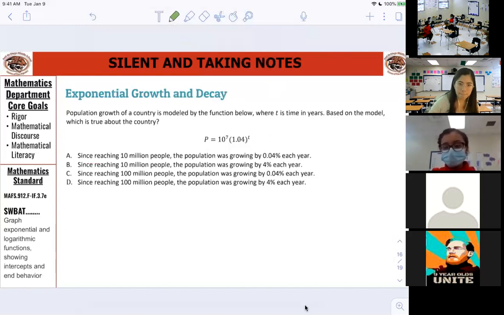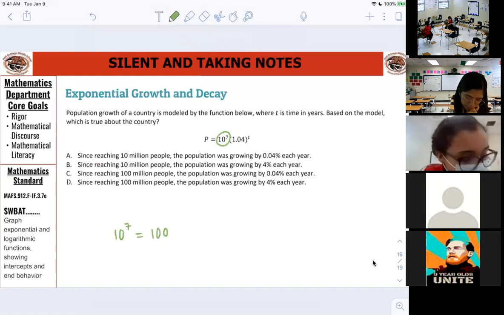You can automatically eliminate C and D because the A is going to be your starter, and the starter wasn't 100 million people; it was 10. Miss, can I say something? I was gonna say that if you do the math and you do 10 to the power of 7, it's equal to 100 million. It's just a simplified version of saying 100 million because 100 million is a bunch of numbers.